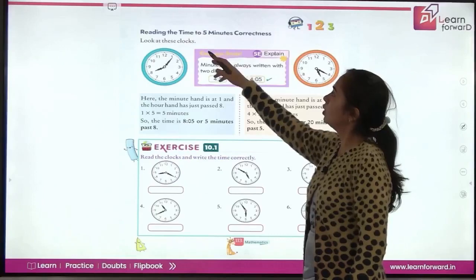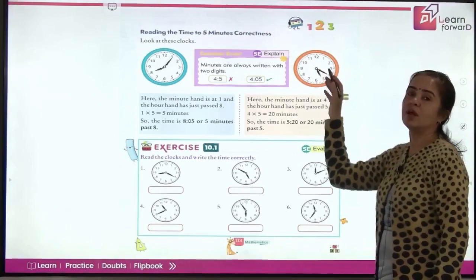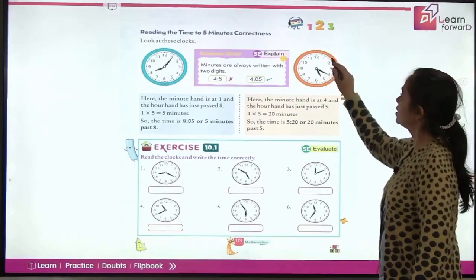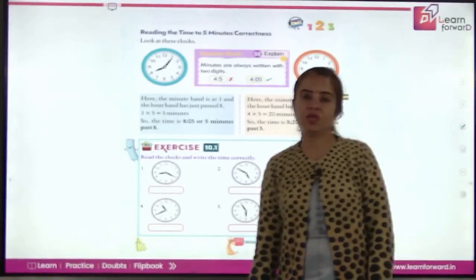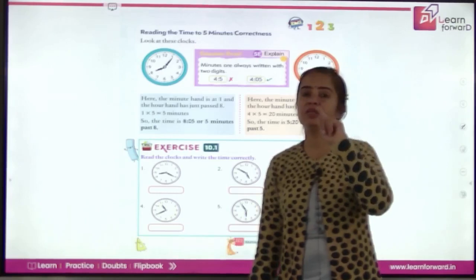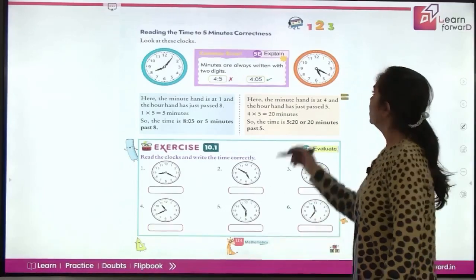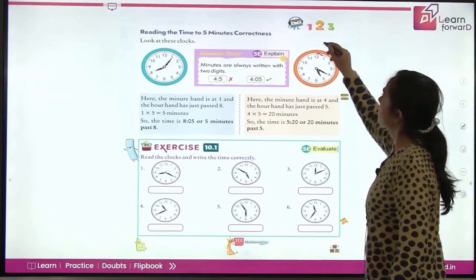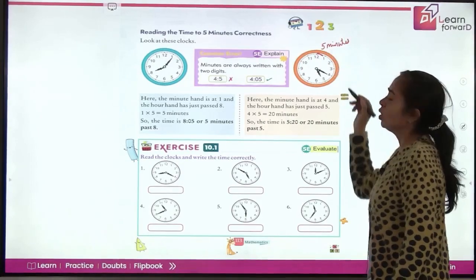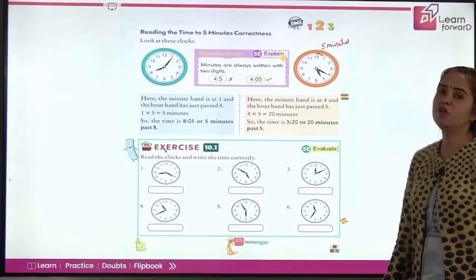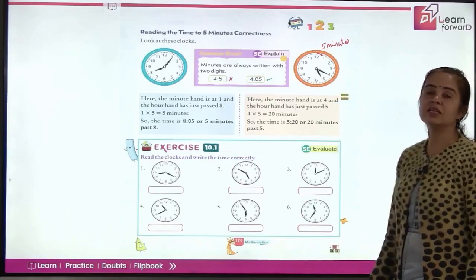Okay. Now, look, reading the time to 5 minutes correctness. What you see here is 12 numbers and the minute hand takes 1 hour to complete this round of the clock's face. So, to cover 12 numbers, it takes 60 minutes. That means the gap between any two numbers is just 5 minutes. Now, depending on where your minute hand is, we find out how many minutes have passed. So, what you look here is the minute hand is at 4.